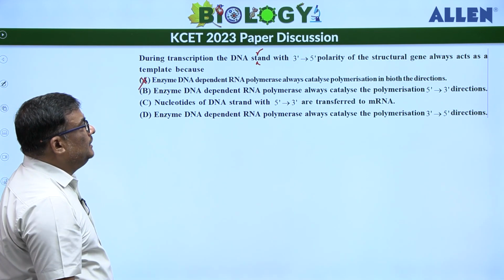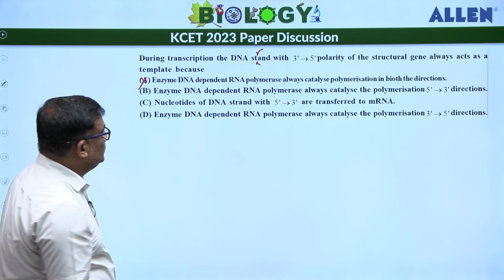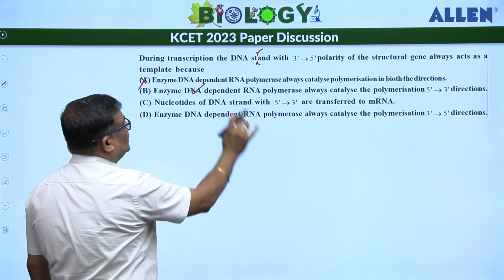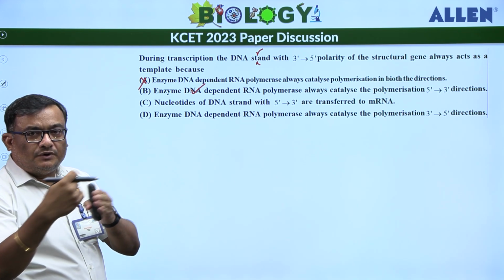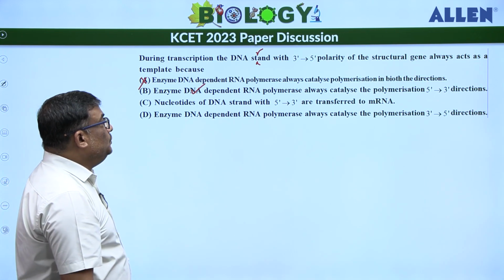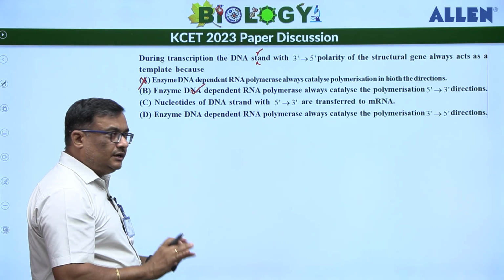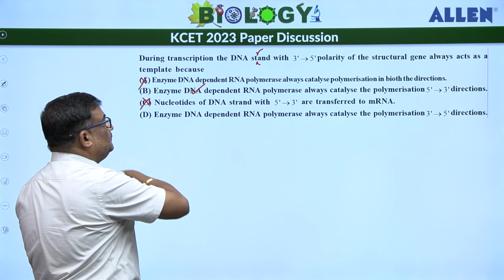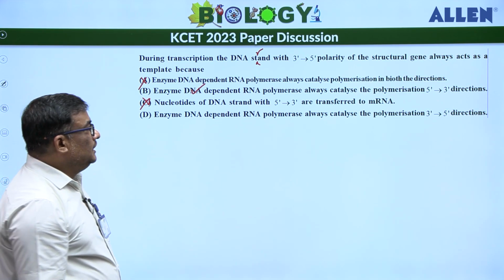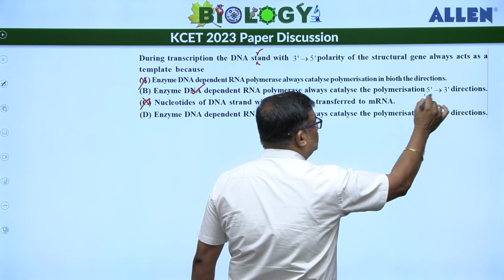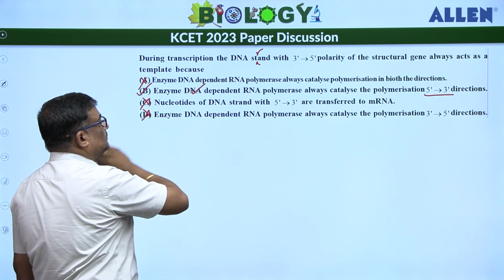Enzyme DNA dependent RNA polymerase always catalyzes in the 5' to 3' direction. Seems to be correct. When I say it seems to be correct, I am leaving the option open for the other two options as well. Nucleotide of the DNA strand with 5', 3' transferred to mRNA? Not at all. Enzyme DNA dependent RNA polymerase always catalyzes polymerization in the 5' to 3' direction, never in the 3' direction. This is the answer.